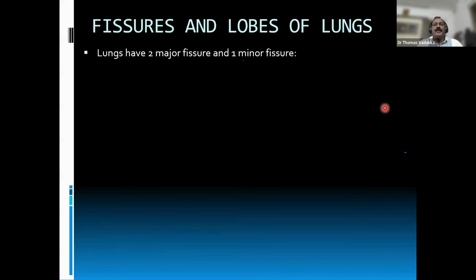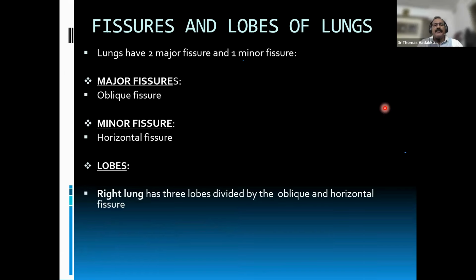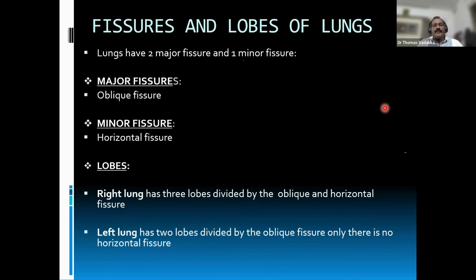Now the fissures and lobes of the lung. The lung has two major fissures and a minor fissure, which is on the right side. The major fissure is the oblique fissure, and the minor fissure is the horizontal fissure. On the right side, we have three lobes divided by the oblique fissure and the minor fissure. On the left side, we have only one fissure and two lobes.